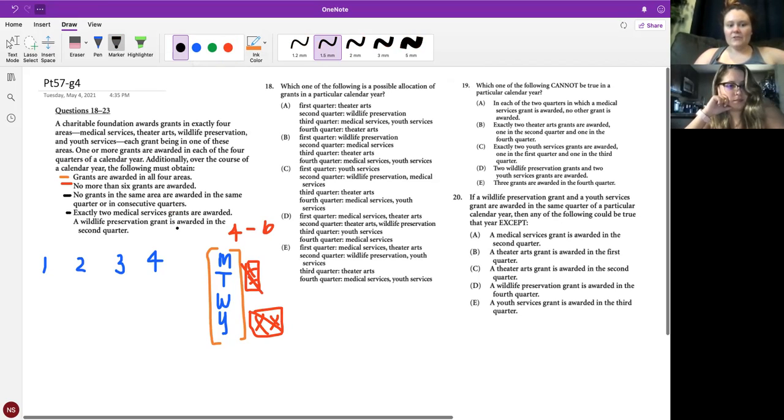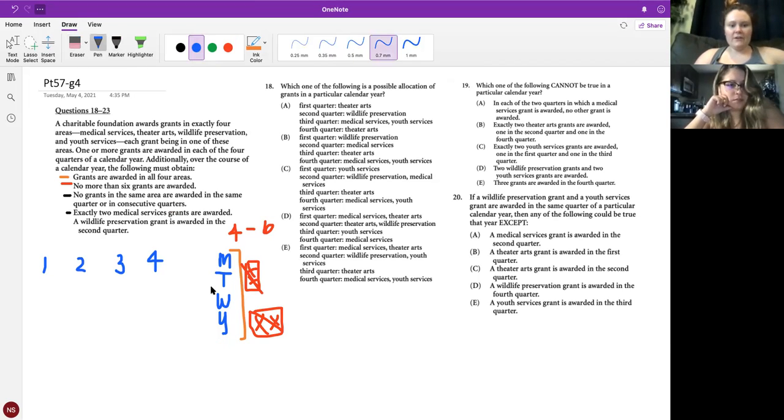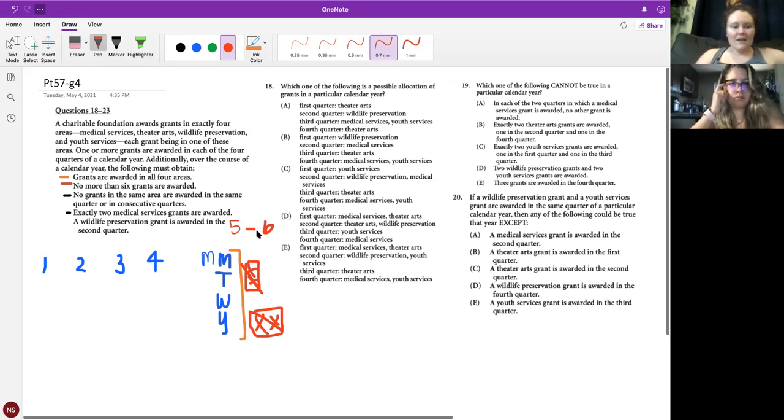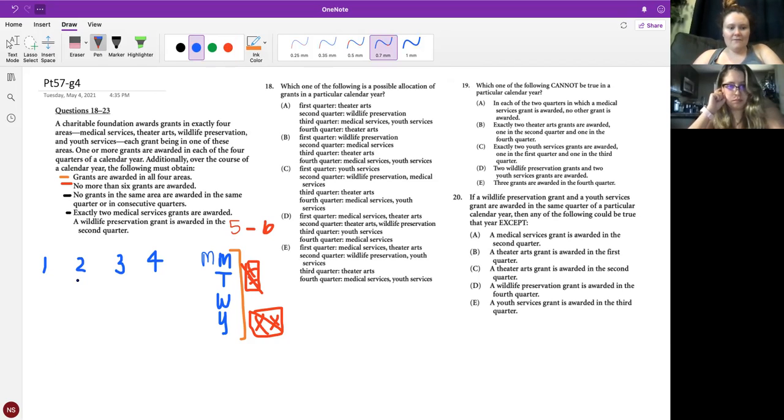Exactly 2 medical services are awarded. So how I did that one is I actually just wrote another M. I'm like, all right, I got 2 M's. And so now that changes this 5, right? So it means that we're going to have 5 awards or we're going to have 6 awards. And then a wildlife preservation grant is awarded in the second quarter. So we know that there's going to be a wildlife here.